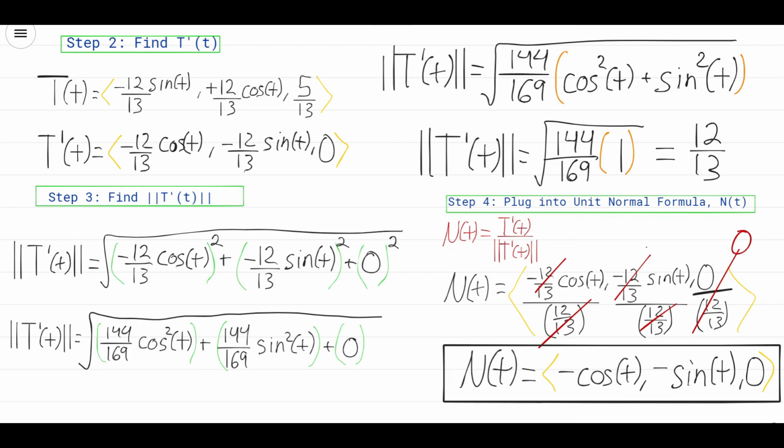So step 1, unit tangent vector. Step 2, its derivative. Step 3, the magnitude of that. Step 4, plug it into the unit normal formula. It's as easy as that. Plug, chug, derive, solve. Just make sure you don't mess up with the arithmetic. These problems were very simple, but the problems do get a lot harder.